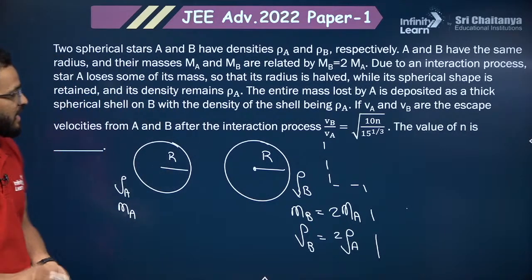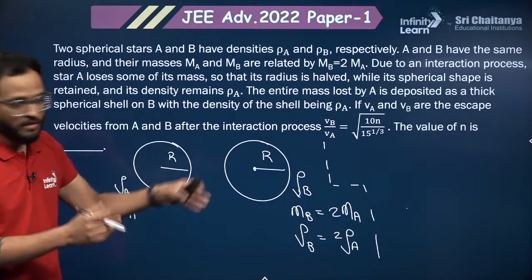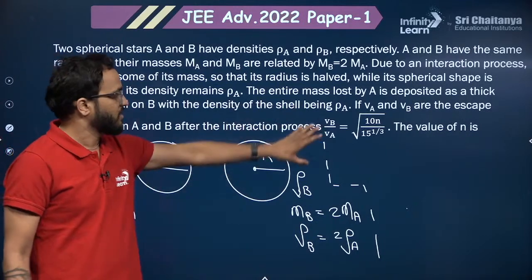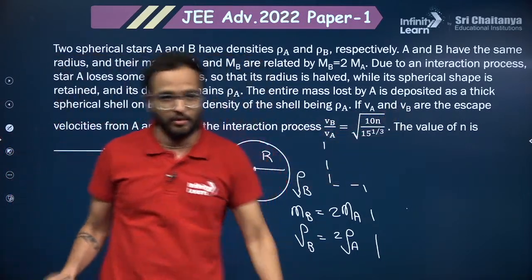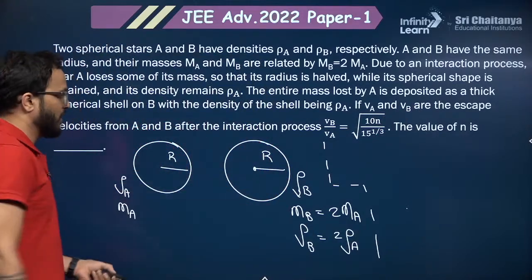Okay, fine. Then they are asking, if a particle is there on sphere A and sphere B, what is the ratio of the escape velocities, Vb upon Va, and this is given, and we have to figure out the value of n. Okay, so the question is clear. So, let's start solving this question. First of all, this much is understood. Now, let me start it.